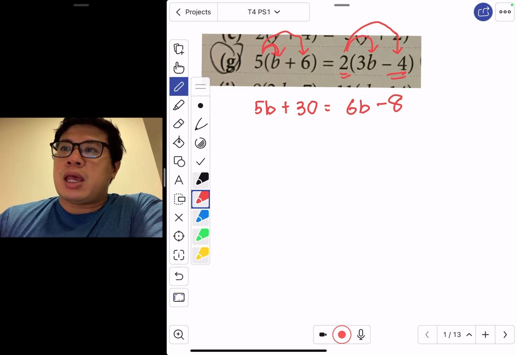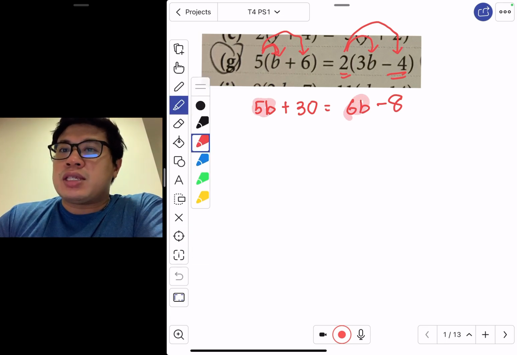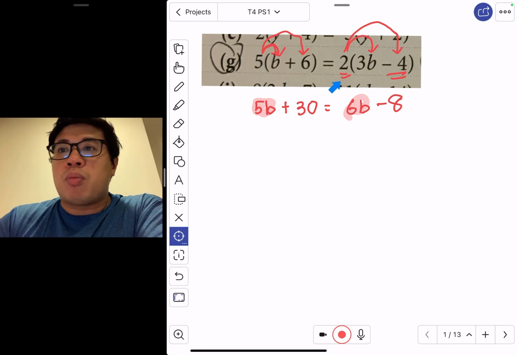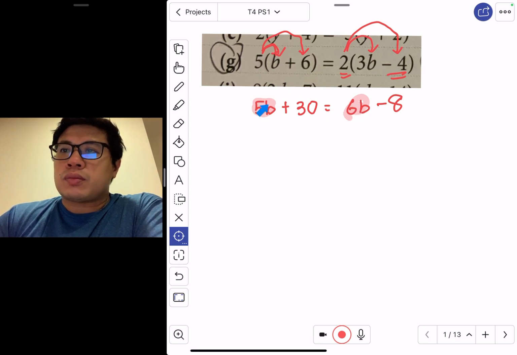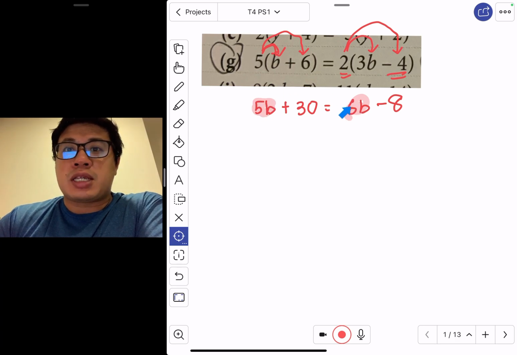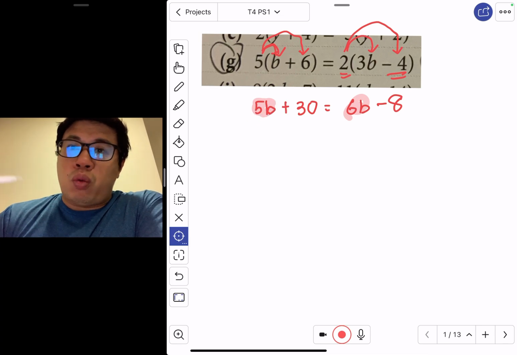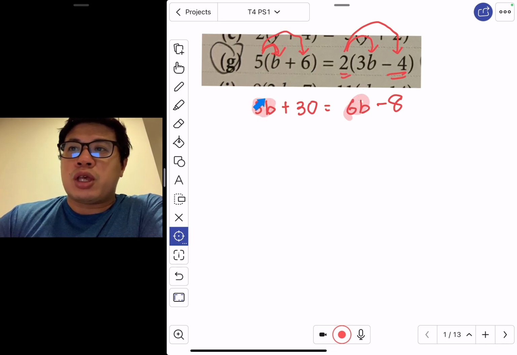With this, the next step is to collect all the b's to one side and all the constants to one side. Now I have my 5b and 6b. If you decide to bring 6b over to the left side, then you minus both sides by 6b. That will end up with a negative b on the left. So I always like to bring the smaller guy to the bigger guy. Like 5b, I like to bring 5b over to the right instead.